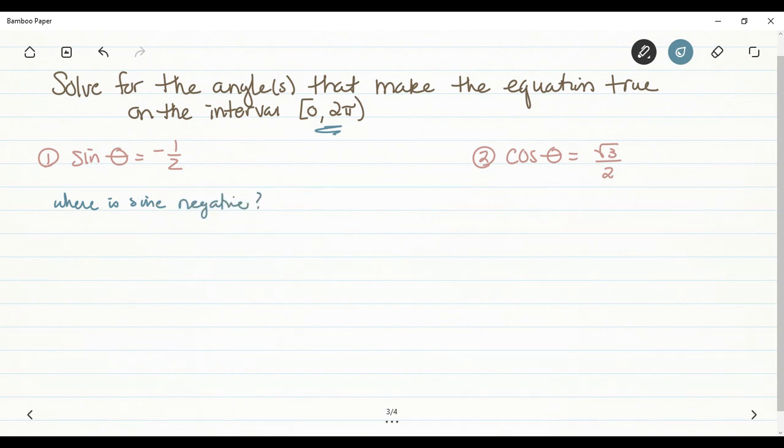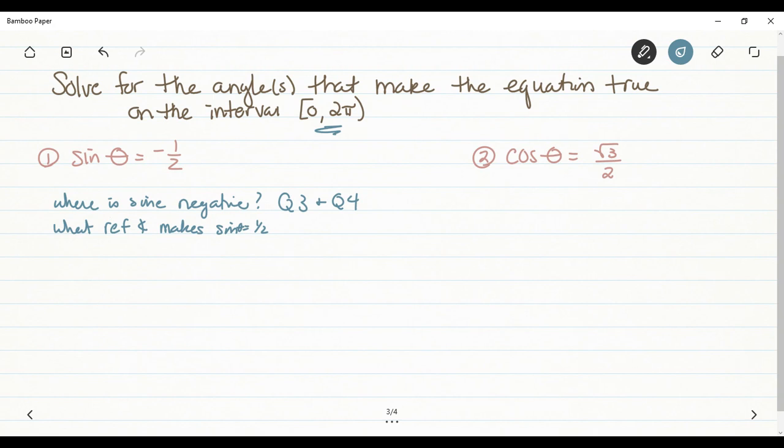And we are negative in quadrant 3 and quadrant 4. So that means we're actually going to have two answers. So where is sine equal to -1/2? Now we're going to look for what angles, what reference angle is equivalent or makes sine equal 1/2.